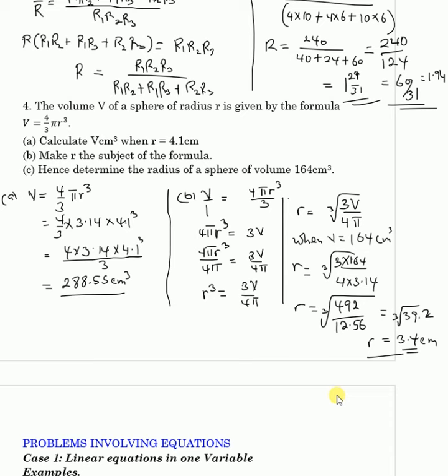What happens is that when the volume is 164, you just put the 164 in the place of the volume. Pi is 3.14. Then you work out everything inside there, after which you get the cube root, and there it is.